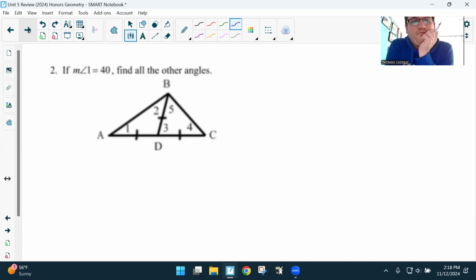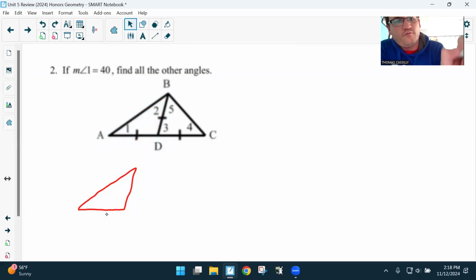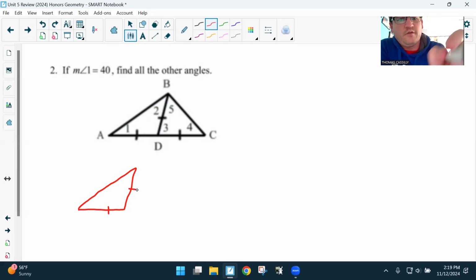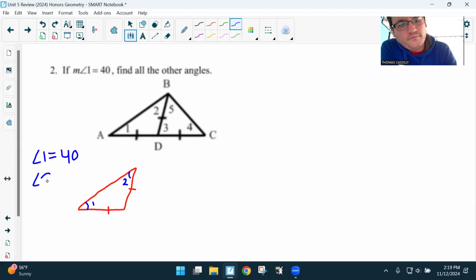If angle 1 is 40 degrees, find all the other angles. So here's what I'm going to do. I am going to trace this out. All right. So if I look at this red triangle here, we know these two sides are congruent. Well, hey, guess what? We get these two angles are congruent. So here is angle 1. Here is angle 2. They tell us angle 1 equals 40. So we automatically know angle 2 is 40.